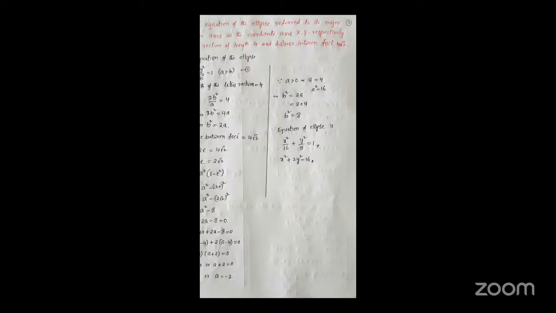But the value of a is always positive. So therefore, here we take a as 4. A equal to 4, then a square equal to 16. And also we have here the relation that b square equal to 2a. So from this, 2 into 4, that is 8. b square equal to 8.